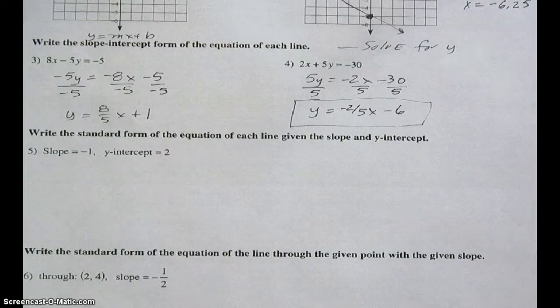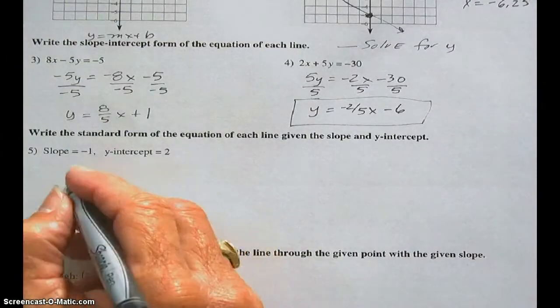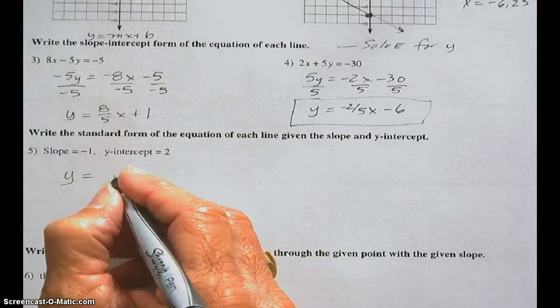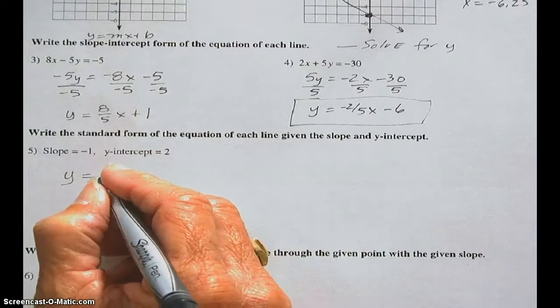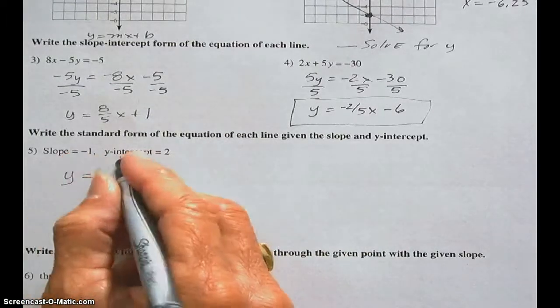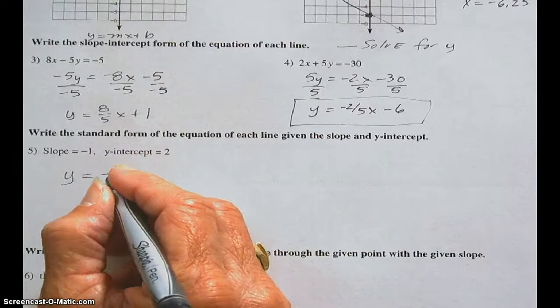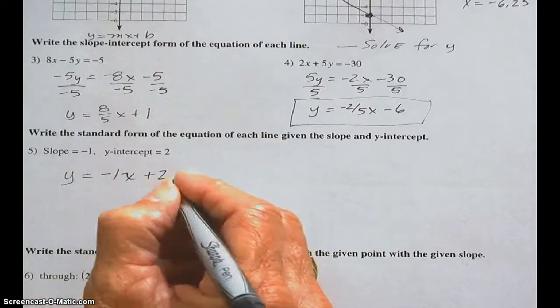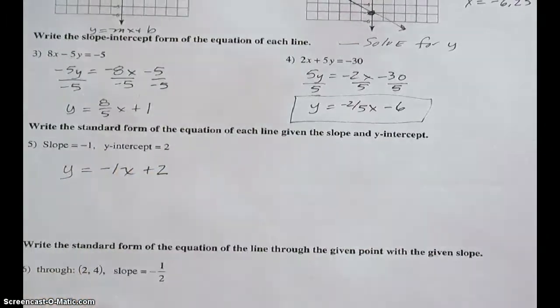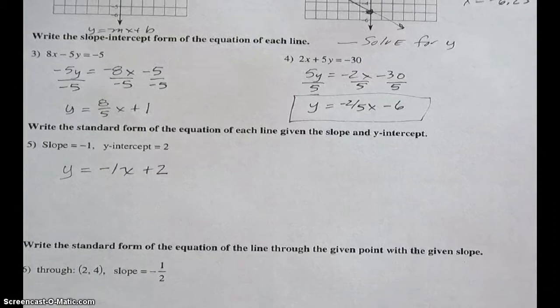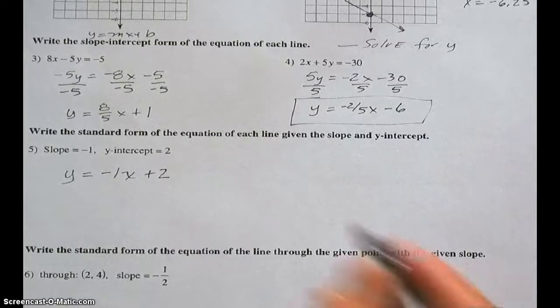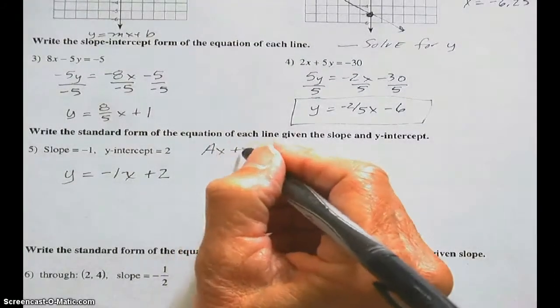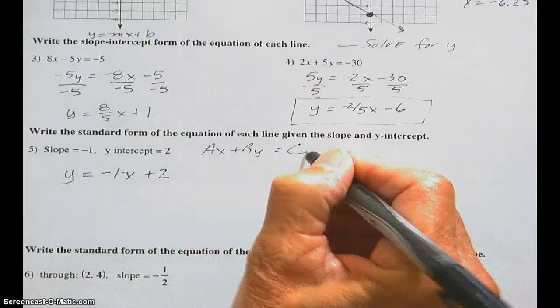Standard form, given some stuff. If I am given the slope, given the y-intercept, our first step is to plug in slope intercept form, which is what? y equals mx plus b. Now I have to write the standard form. So standard form is what? Ax plus by equal to c.